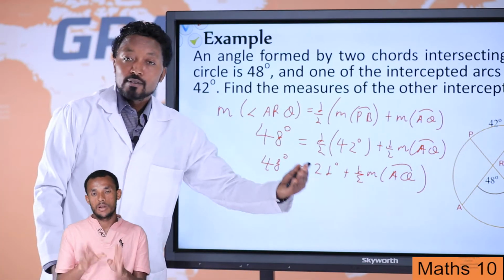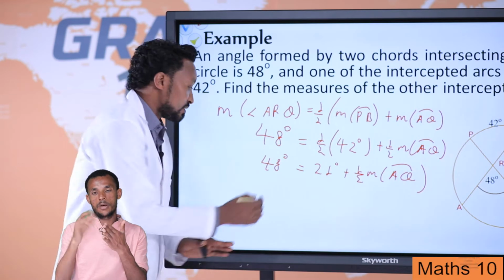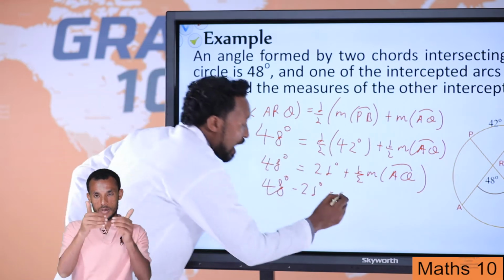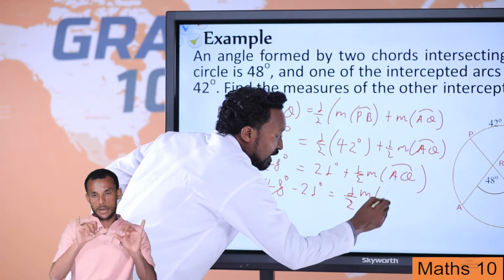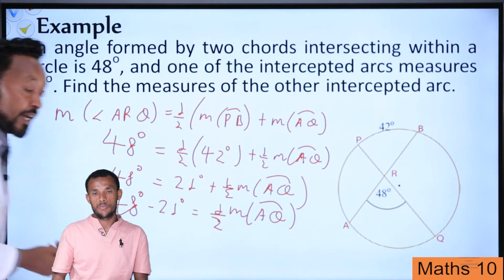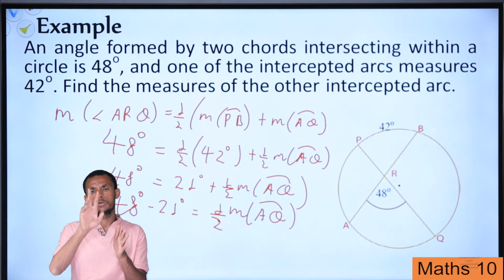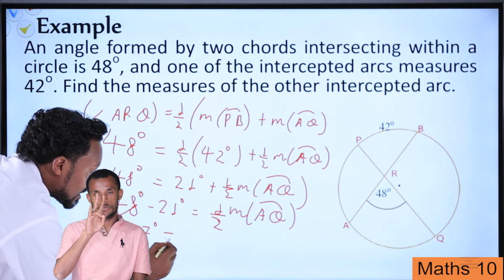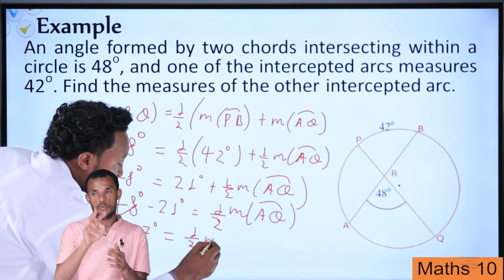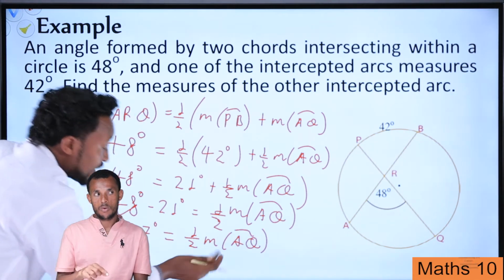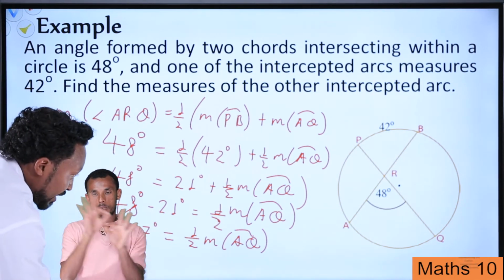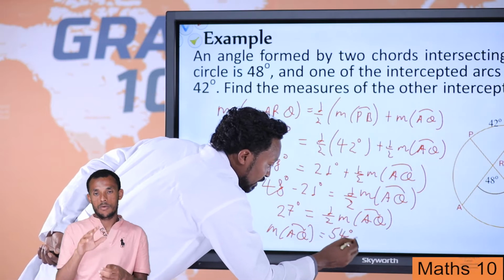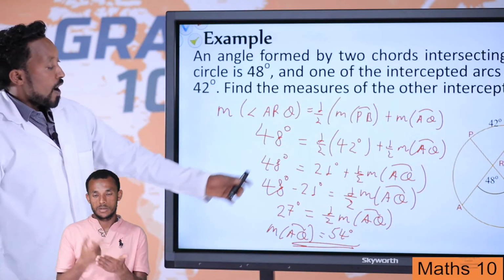Here, let me transfer this number from this side. This means 48 degrees minus 21 degrees equals half of the measure of arc AQ. What is 48 degrees minus 21 degrees? It is 27 degrees, which is the same as half of the measure of AQ. Let me cross-multiply: the measure of AQ is multiplied by 2, in other words 54 degrees. This is how to find the measure of AQ.